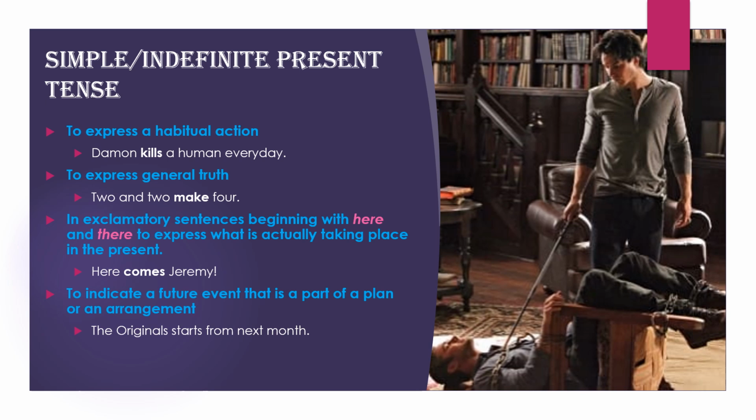And then we may also use the simple present tense to indicate a future event that is a part of a plan or an arrangement. Though it is a future arrangement, it is already a part of a plan or arrangement that has been known to people. For instance, The Originals starts from next month. The Originals, again, is a series. So it starts from next month. Starts is a present form, a simple present tense form. Therefore, this indicates that the action we're talking about, though a future event, has been planned in the present.